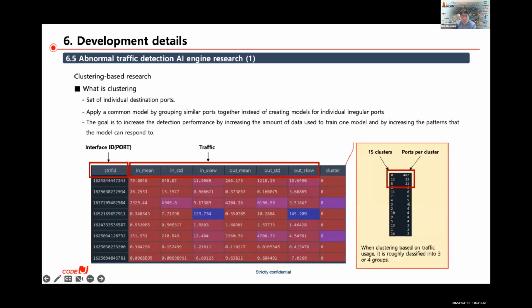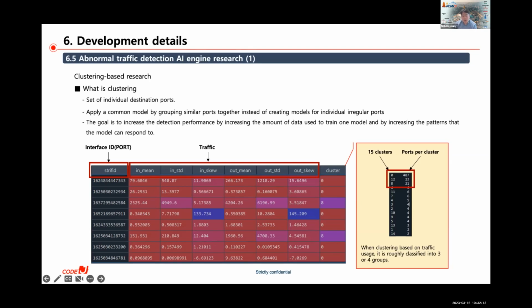We studied a clustering-based model as a way to improve AI engine performance, developed in 2021. The previous model was structured for each port of the switch device, so the number of models increased and performance slowed down. Therefore, we studied a way of clustering ports with similar traffic usage.